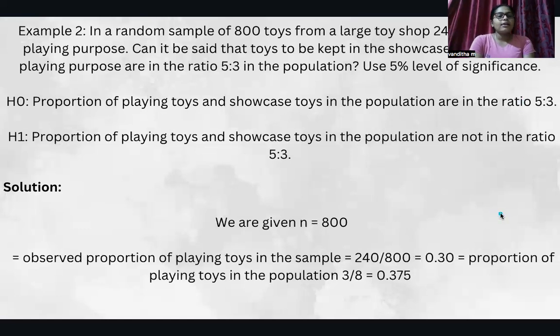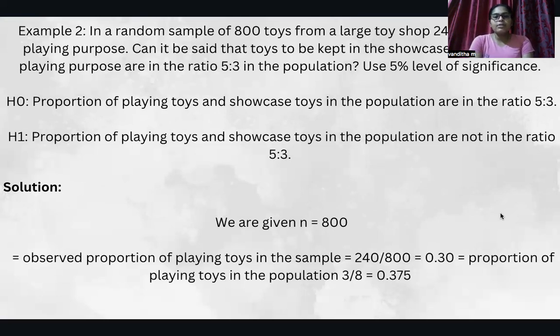Next, let's see example 2. In a random sample of 800 toys from a large toy shop, 240 toys were for playing purpose. Can it be said that the toys kept in showcase and the toys for playing purpose are in the ratio of 5:3 in the population? Use the 5% level of significance.